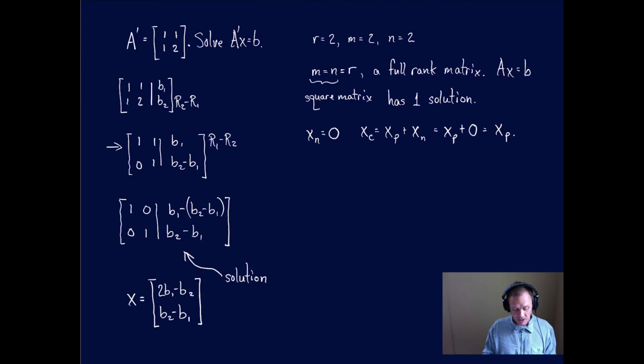And also, it means some other things. It means that A prime is invertible. And we've seen this when we were trying to find the inverse of a matrix, we row reduced until the left side turned into the identity matrix. So we've seen that before.